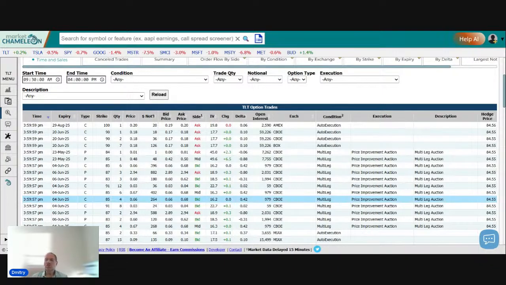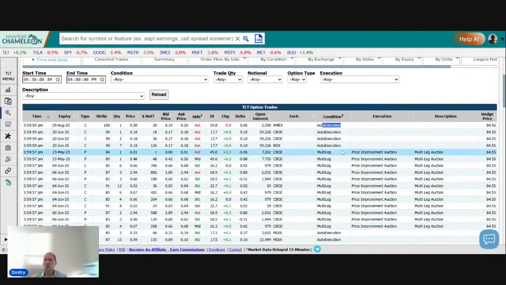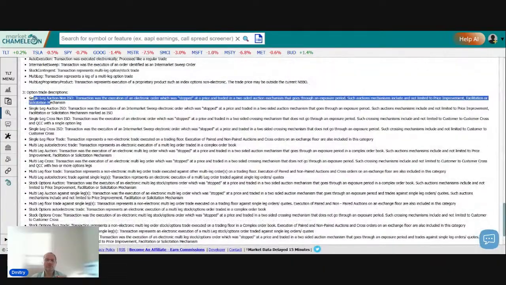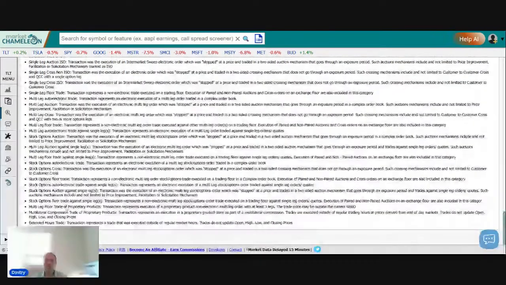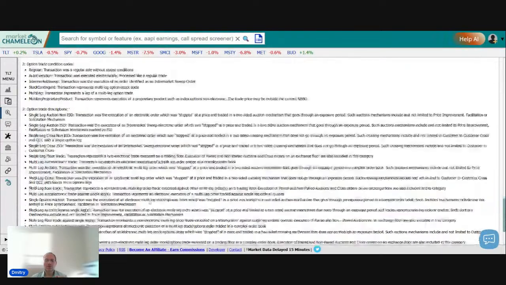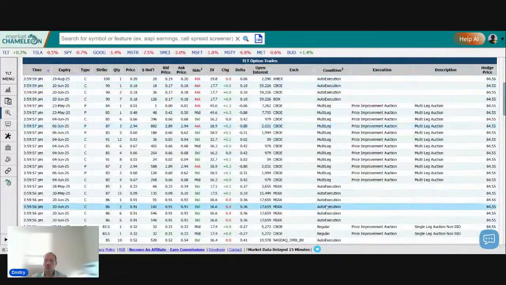And then we have these trade conditions. There are three of them here. One is the execute condition here, where it tells us if it's an auto execution, multi-leg. And if you slide down here, I'm not going to go through all of them because there's a lot of them. You could read about it. These are how it's reported on tape. So there are different types over here.